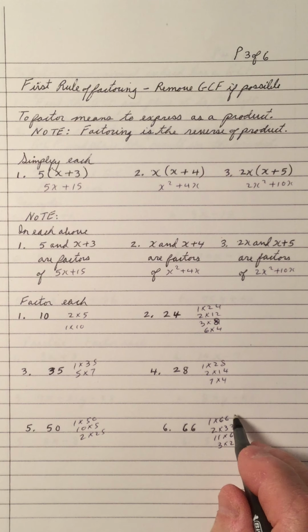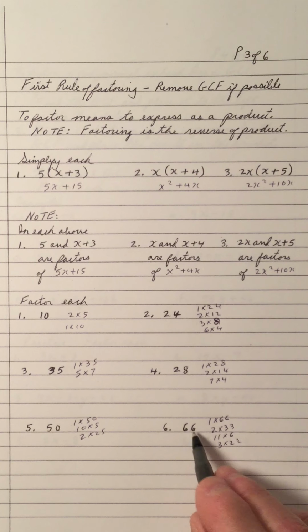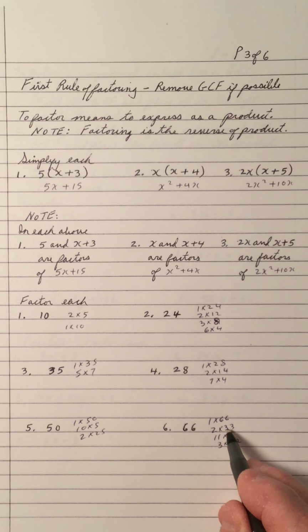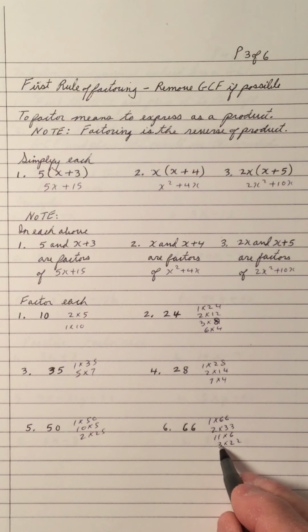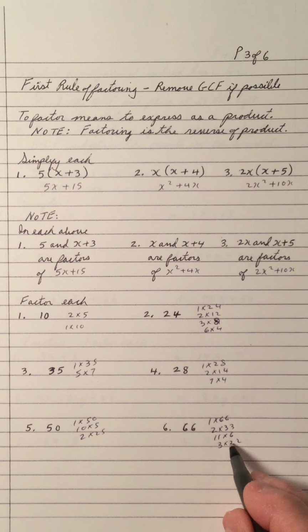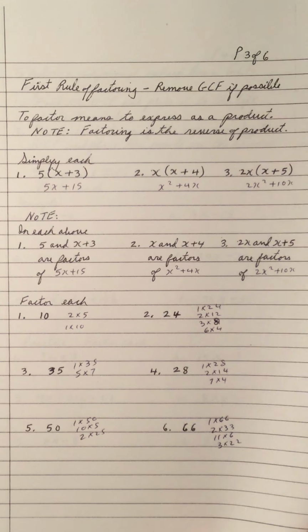So sometimes you've got to be careful. You're looking for all the factor pairs. So again, it's even, so I see a 2. But I see a 3 also. 6 has a 2 and a 3. That means 66 has a 2 and a 3. So I go 2 and then 3, and I pick all the pairs up. So be careful. Let's continue.